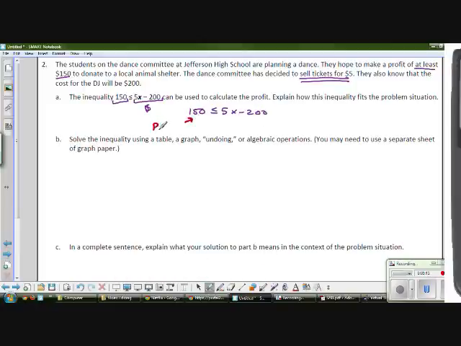$5 would be the cost of a ticket. X is going to be the number of students attending. And the minus 200 is the expense of the DJ. Okay, so just something to keep in mind that these things are all kind of explainable, all good inequalities, relationships, that you all should be able to kind of tell me what they're about.